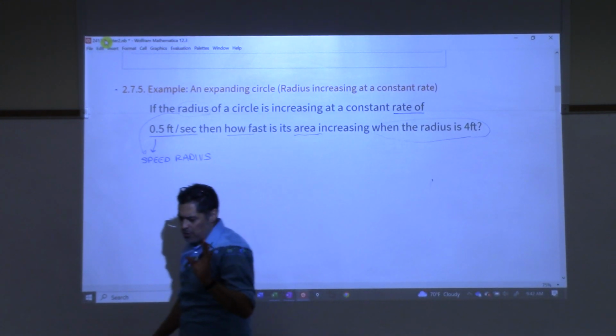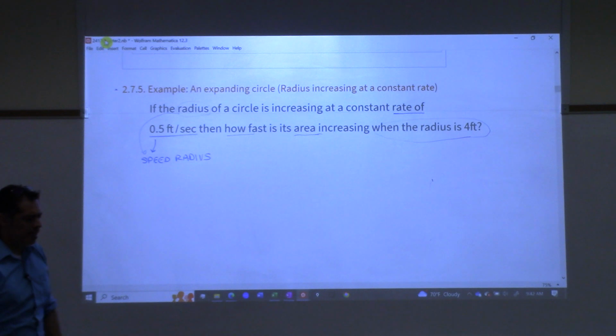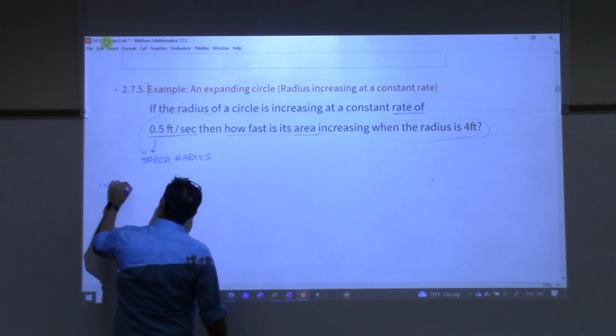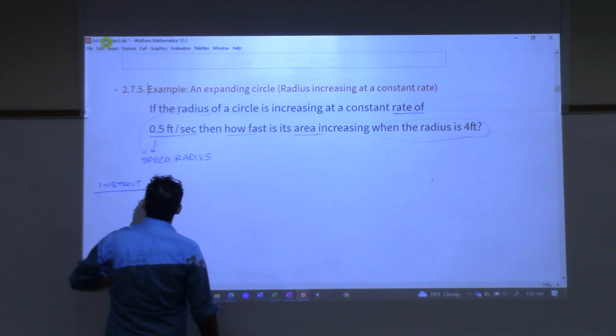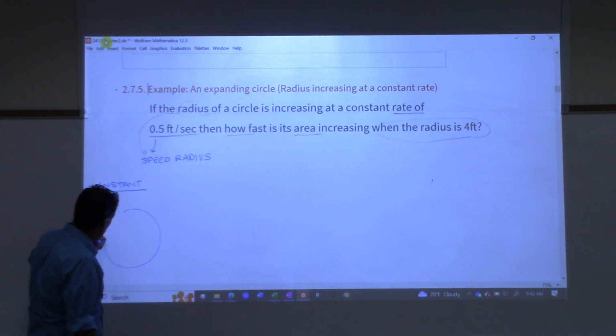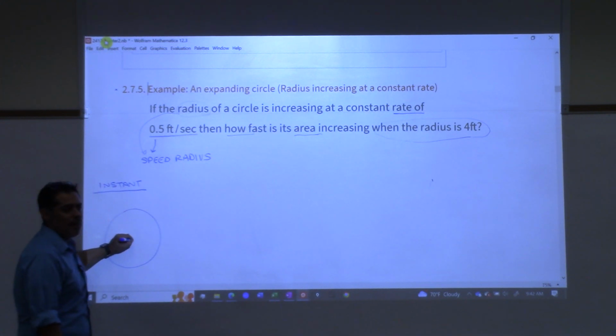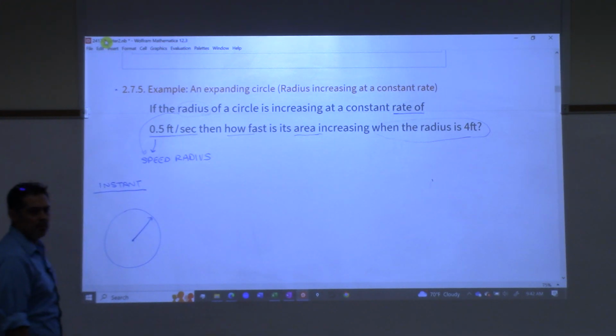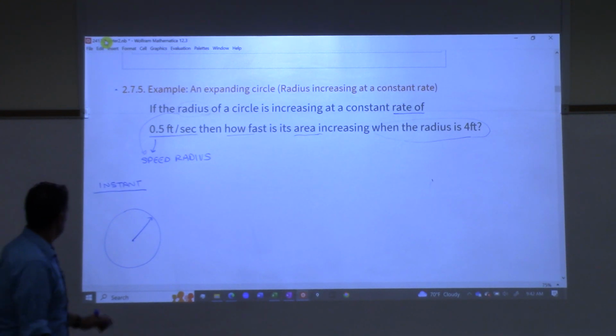Okay, this is our first problem. So I'm just kind of circling things, highlighting things. Let me start with this right here, and I'm going to start drawing pictures, all right? So the first picture I'm going to draw is the one for the instant. The instant in time. Well, if I read this problem, I have a circle, right? And the moment that they're talking about is when. When what is fixed? The radius is what? 4 feet.